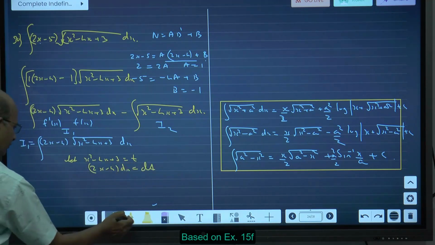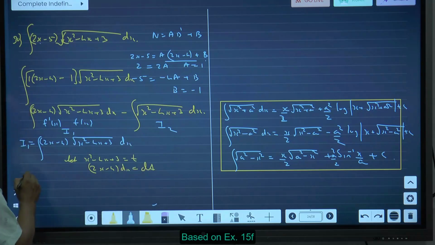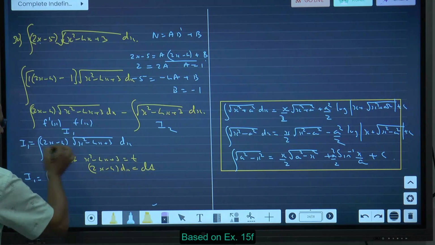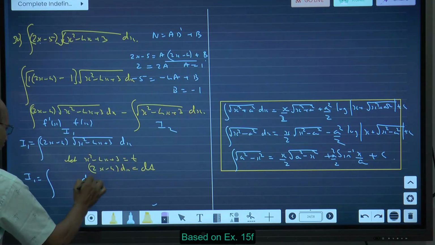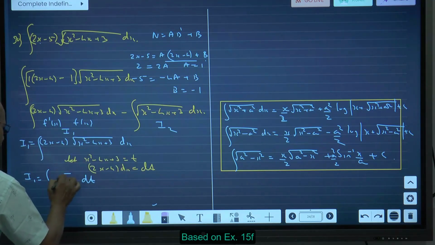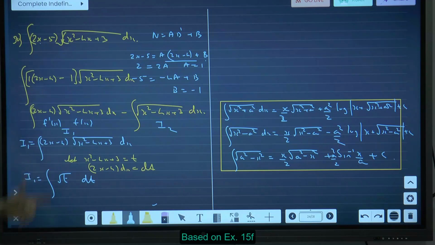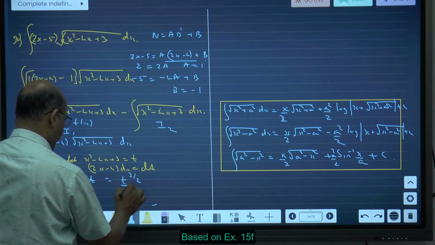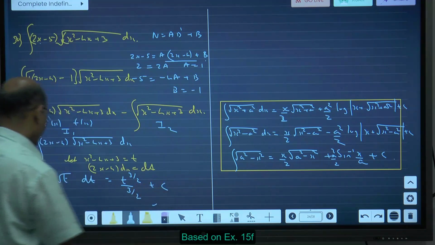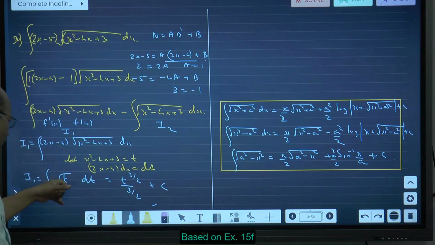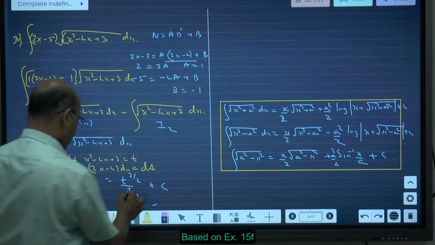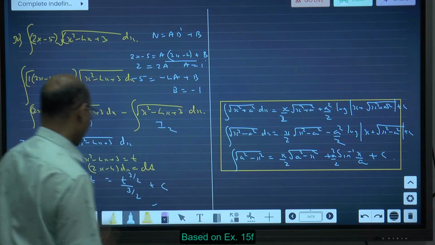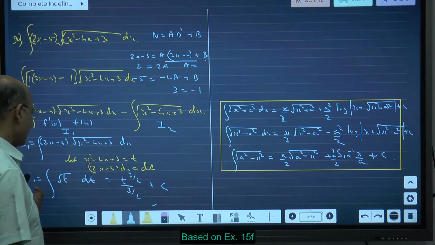So, come back here. This I1 is equal to, just see, 2x minus 4 dx became dt, and this will become root t, so t raised to half. So, the answer is t raised to 3 by 2 upon 3 by 2 plus c. Remember, it is integral of root t, t raised to half, so by the power rule this is 2 by 3 t raised to 3 by 2 plus c, right. So, I just replace this t and that is I1.